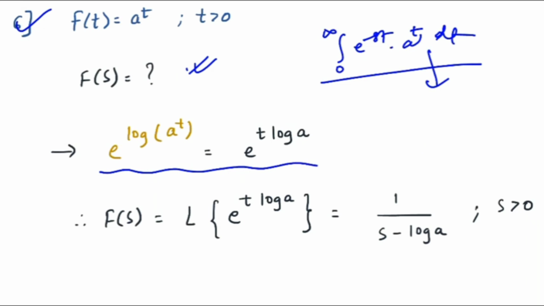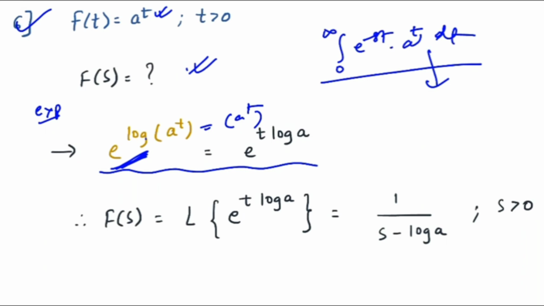If you have a raised to t, and whenever the variable is in the power, like you have a constant raised to the variable, in that case you have to use the exponential and log logic. What is that? The exponential logic is simple. You write e raised to log of a raised to t, because e raised to log of something is that something, which is a raised to t. So this is the manipulation. You can write a raised to t as e raised to log of a raised to t.